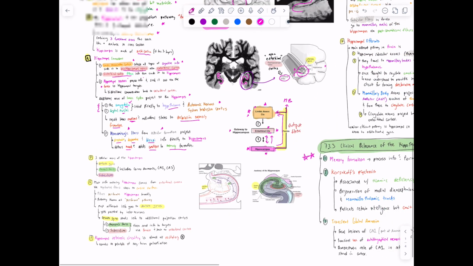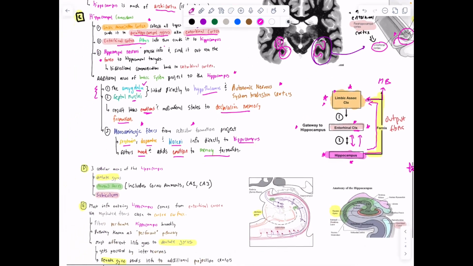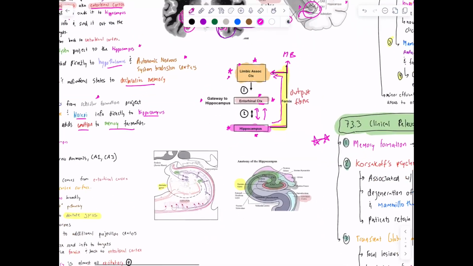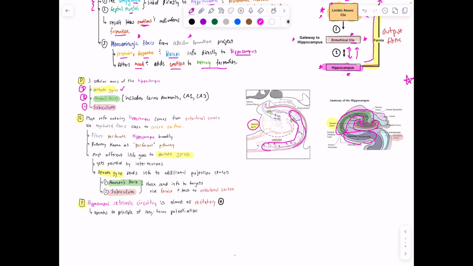All right, so we started to talk about this. We have 3 different cellular areas of the hippocampus, right? So if our hippocampus is this folded up region right here, this is the entorhinal cortex. Then within the seahorse that is the hippocampus, we have three different regions. The dentate gyrus, which you can see here, and then Ammon's horn, which is located right here, and then the subiculum right there. Okay, so you'd say this is kind of like 1, 2, and 3, but information entering the hippocampus comes from the entorhinal cortex via myelinated fibers close to the cortex surface.